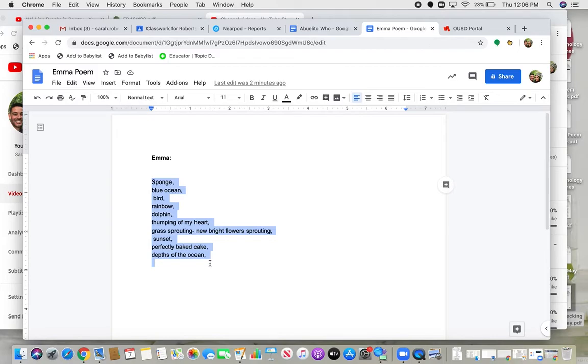Something that you eat, something in nature. All of these, it has to be concrete. It's something that you can actually touch. So when you look at that thing, it could remind you of that person. So I'm going to walk through the 10 items that I chose. I'm going to do mine about my daughter, Emma.